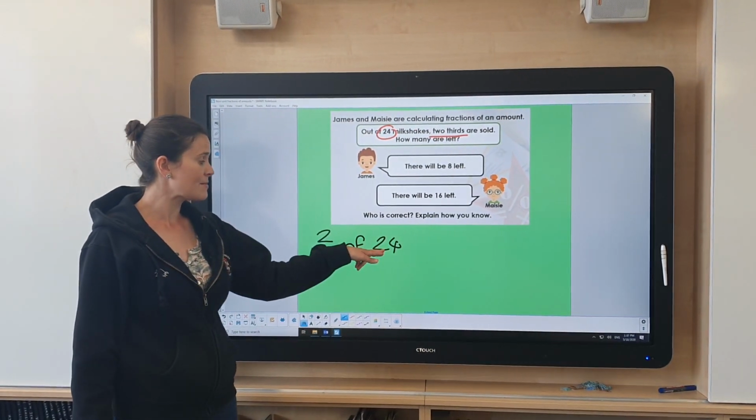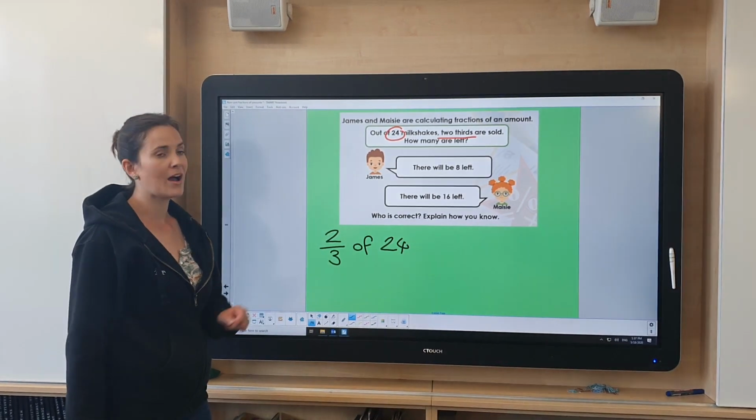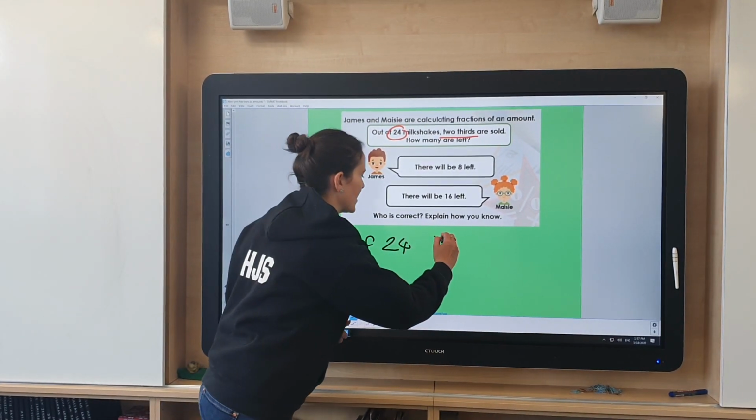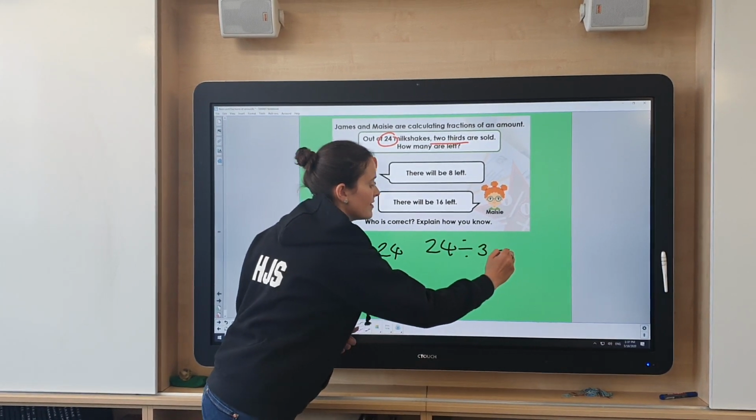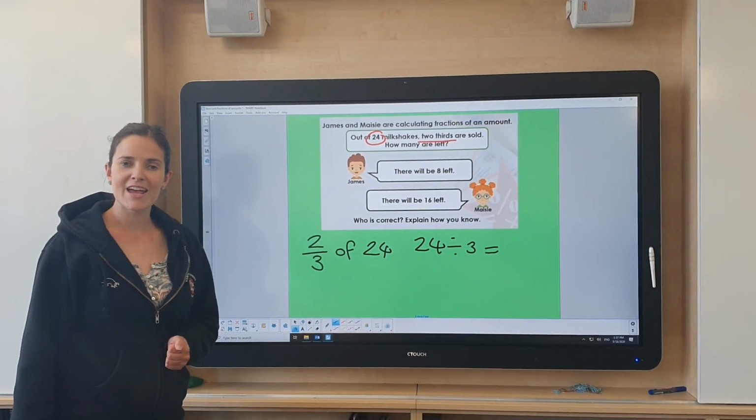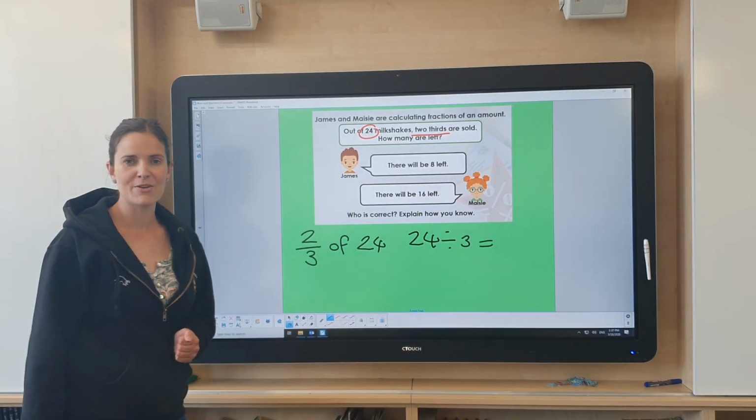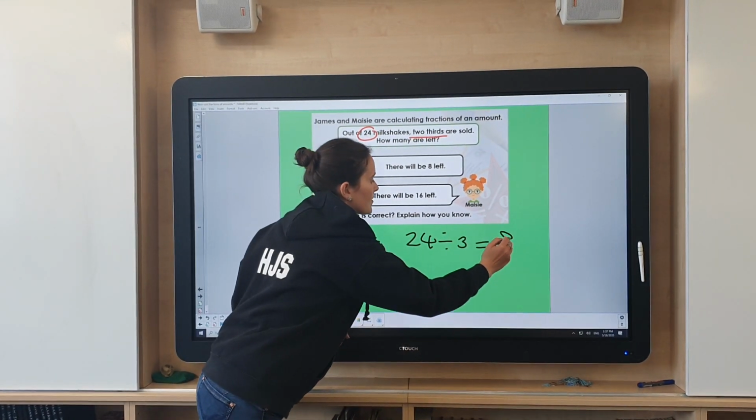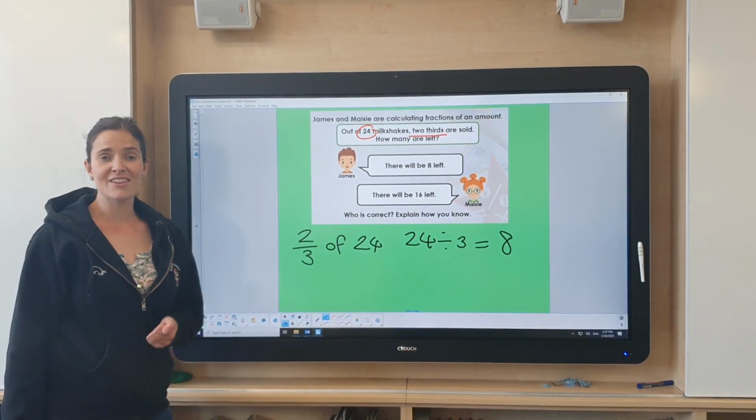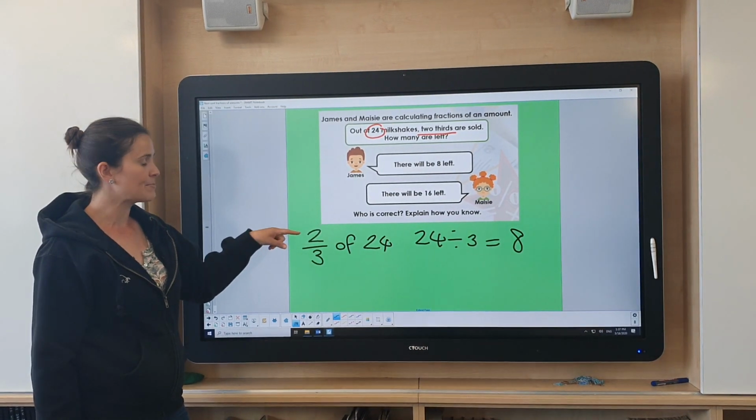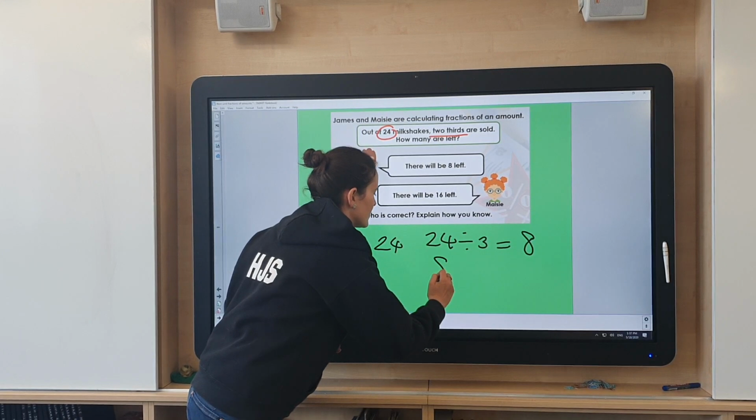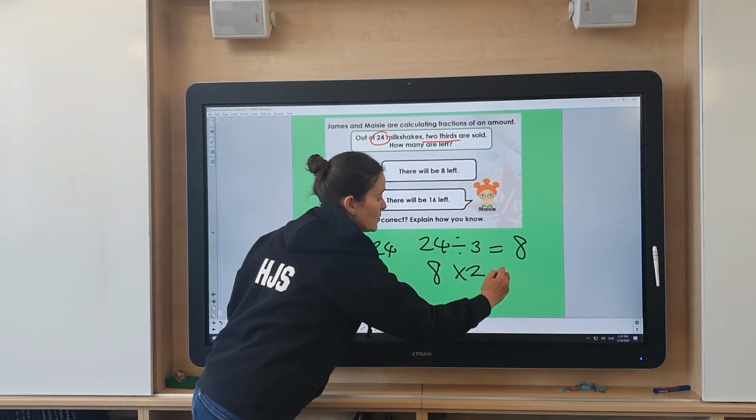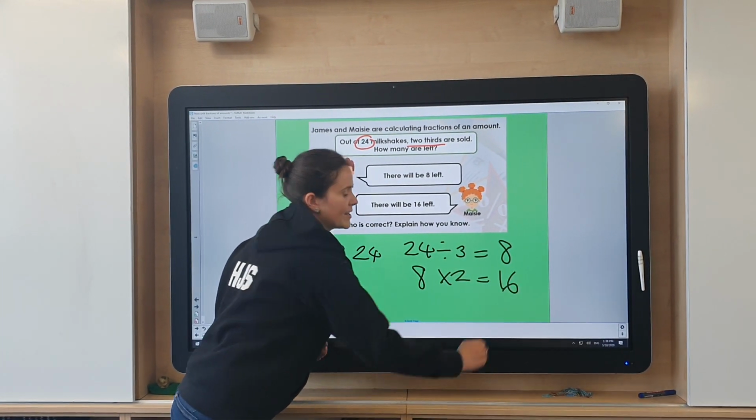24. So I'm going to use the method that I know. I'm going to take my amount, I'm going to divide it by my denominator, which is 3. So 24 divided by 3. And I know my 3 times table. I know that 24 divided by 3 is 8. And I'm going to take my answer of 8 and multiply it by my numerator, which is 2. 8 times 2, I know that gives me 16.